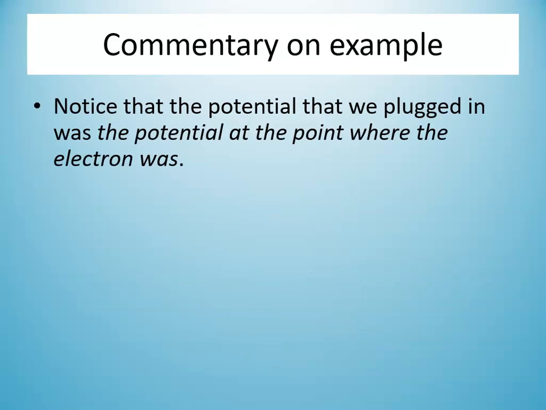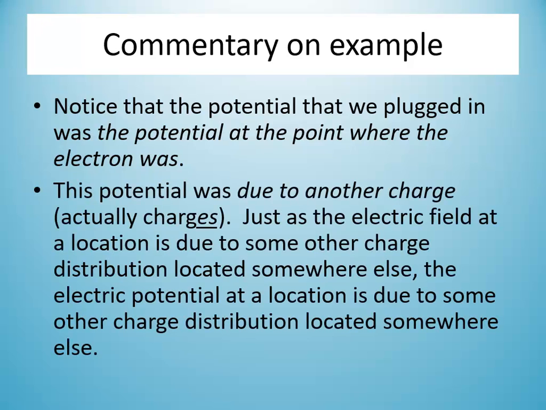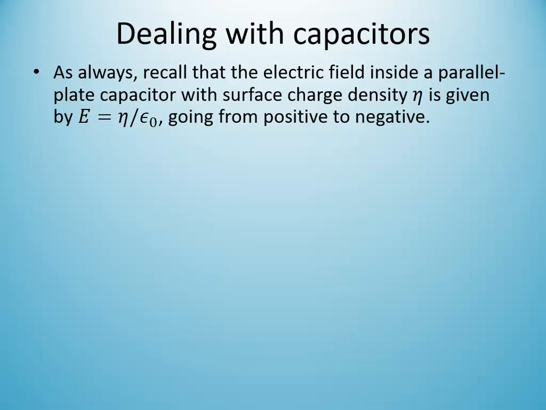Now, notice that again we plugged in the electric potential at the point where the electron was, at a distance of little r. That is the distance between the source charge and the electron. In other words, it was due to another charge. And in general, it will be due to other charges, though in this particular example, it was only due to another charge. But in general, we're going to be dealing with situations, say, like capacitor plates. We're going to be dealing with multiple charges. But the potential is due to other charges, not the particle itself that we're examining.